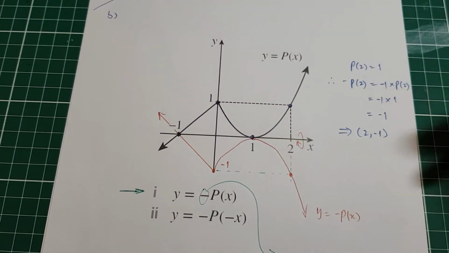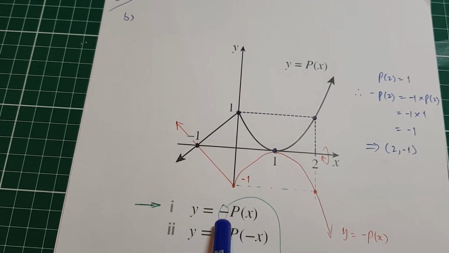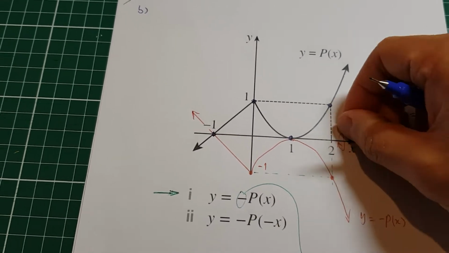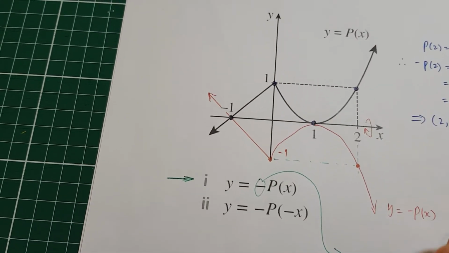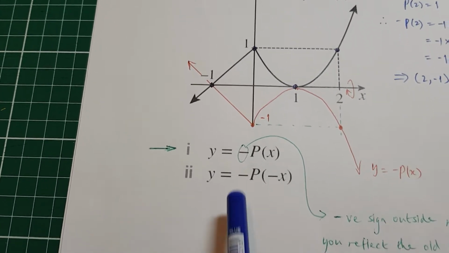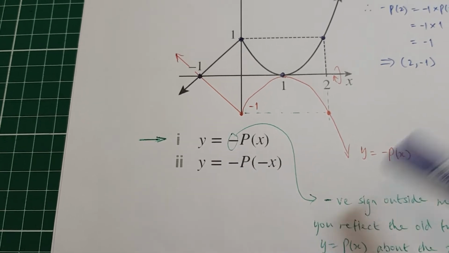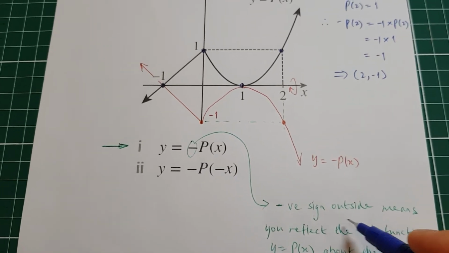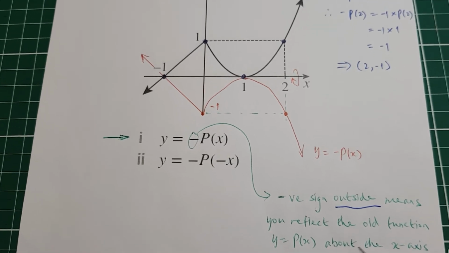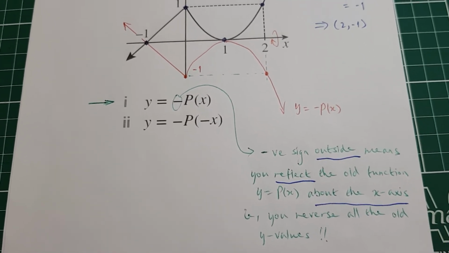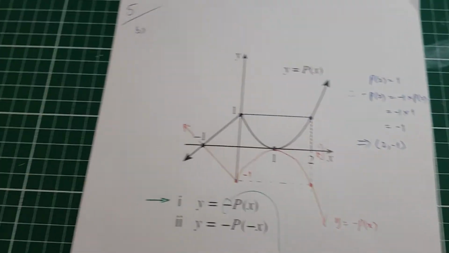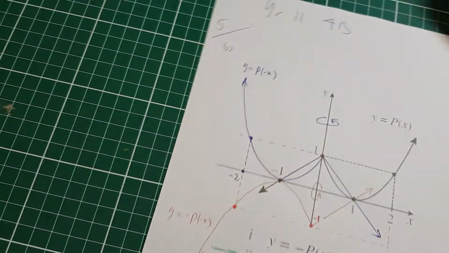So basically, when you have a negative sign outside, that means you grab one end of the old curve and rotate it about the x-axis. That's important. Whenever you have a minus sign outside, that means the reflection about the x-axis. Okay. All right. Part two.